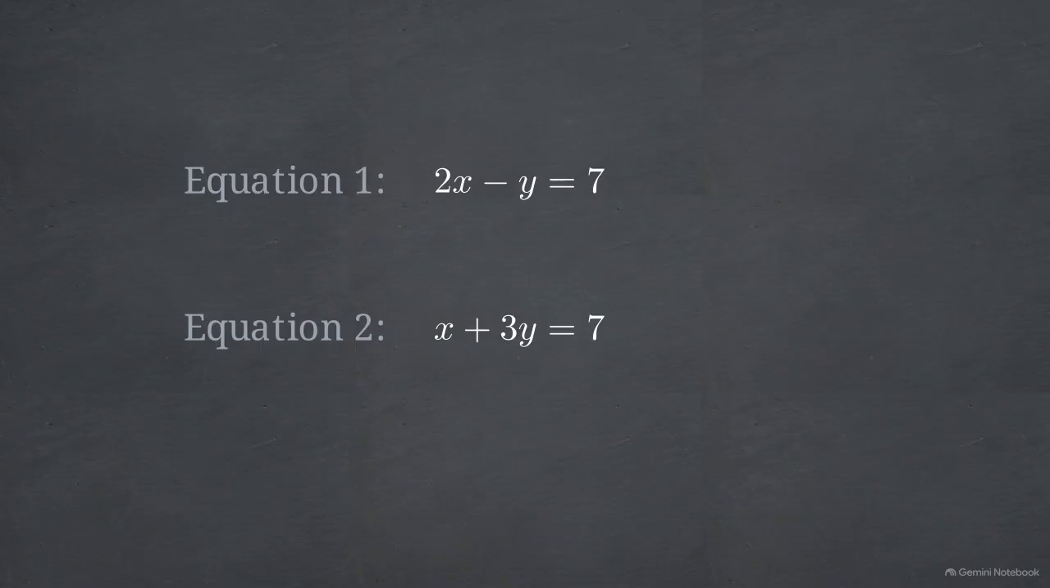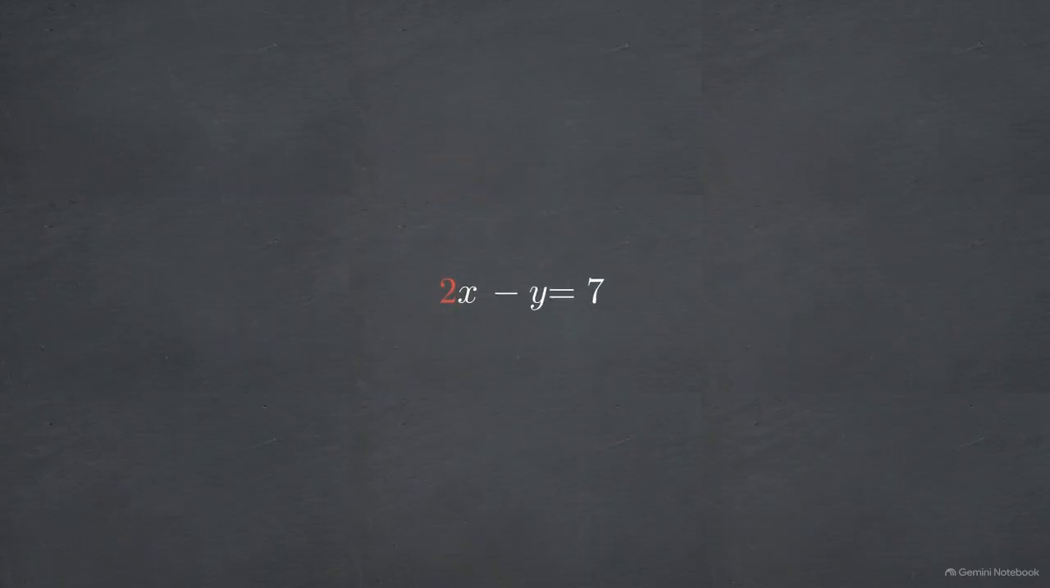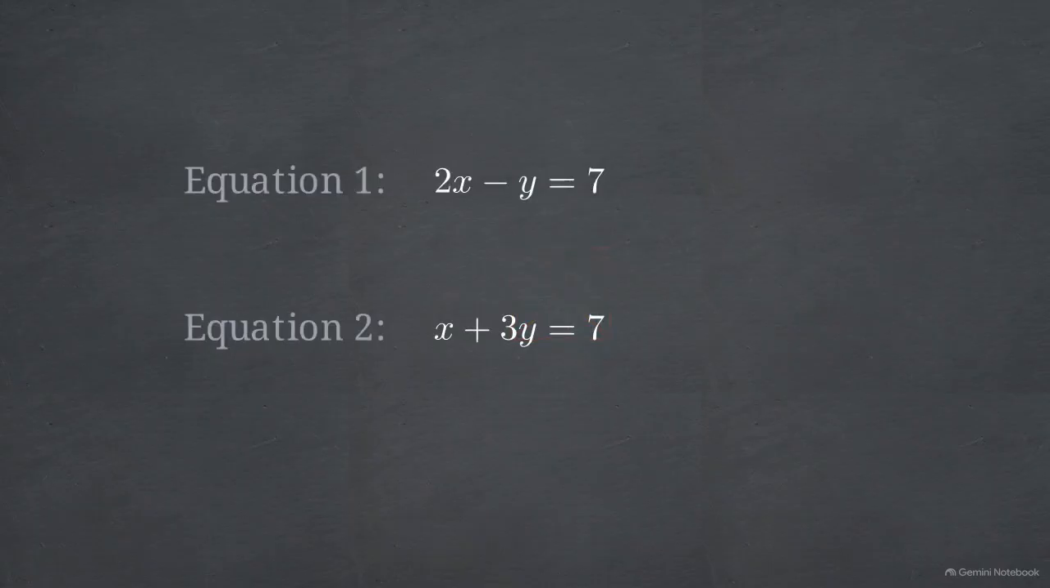Consider this new problem. Equation 1 is 2x minus y equals 7, and equation 2 is x plus 3y equals 7. It is tempting to isolate the first x you see, but that 2 in front of it is a problem. If we isolate that x, we are forced to divide everything by 2, which introduces fractions into our equation. To keep the math simple, we look for a variable with a coefficient of 1 or negative 1. In this case, the negative y in equation 1 is our best starting point.